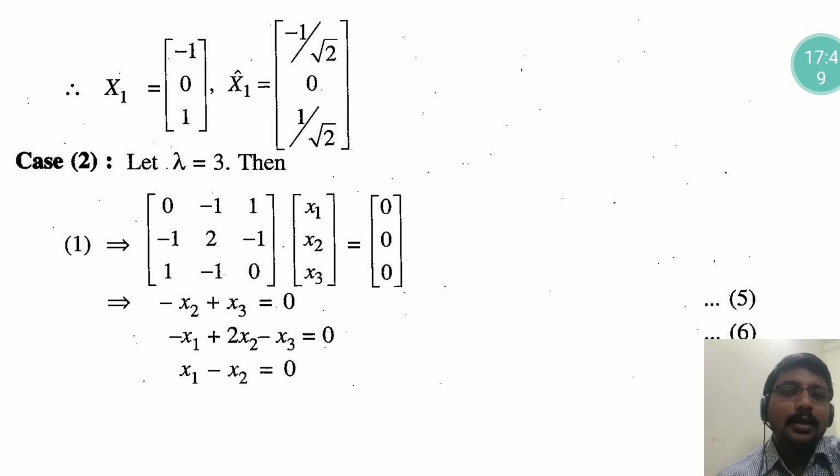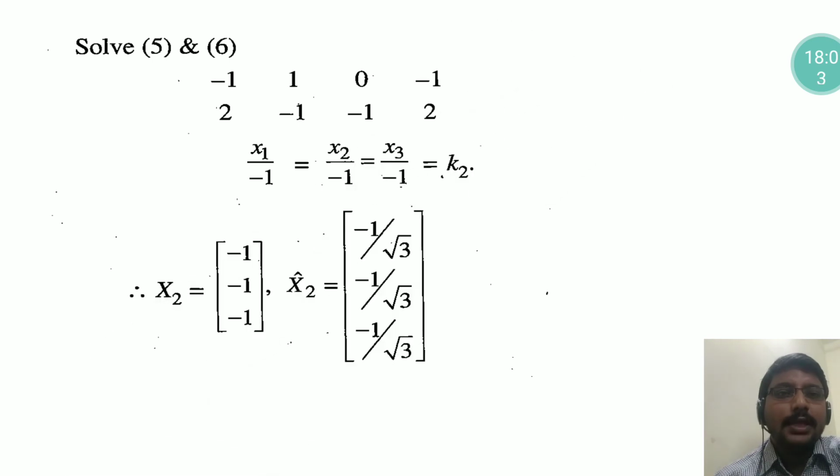Now similarly we can define another eigenvector for lambda equal to 3 and one more eigenvector for the other value. So for lambda equal to 3, substituting in the first equation gives 3 more equations. Solving any two of the equations, we will have x2. Now we can compute x2 cap, dividing by the square root of minus 1 whole square plus minus 1 whole square plus minus 1 whole square, that is the square root of 3. Thus the square root of 3 is divided into each element of x2. That is, x2 cap is a matrix of minus 1 by root 3, minus 1 by root 3, minus 1 by root 3. It is x2 cap.